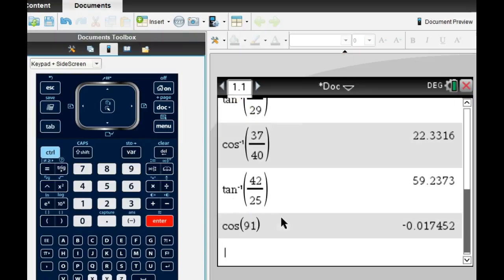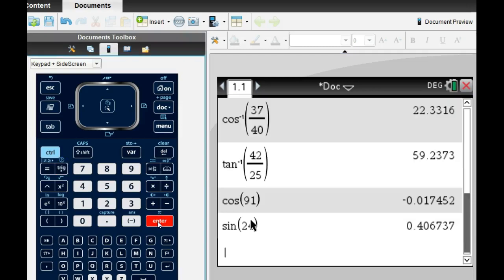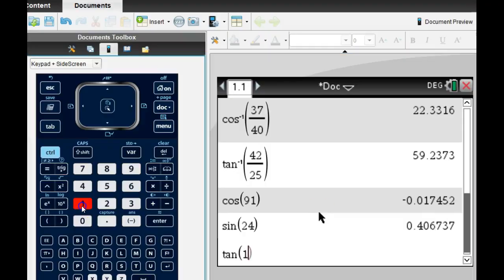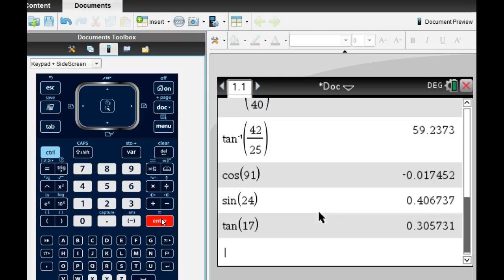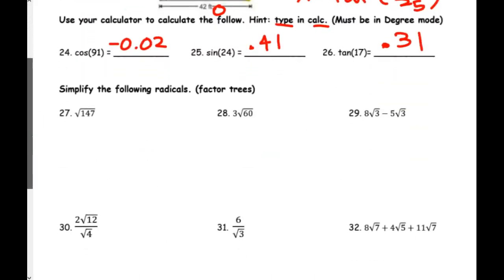Okay, sine 24 is 0.41. Tan 17 is 0.31. So again, make sure you round to 2 decimal places. Do your best. Now, on these you want to be really good at doing factor trees, okay?